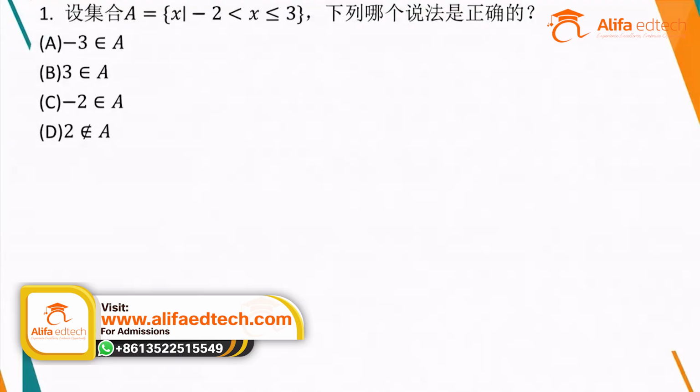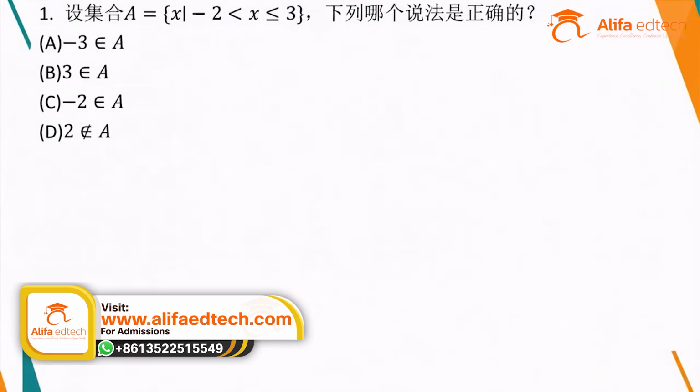Option A states that -3 is an element of set A. Option B states that 3 is an element of set A. Option C states that -2 is an element of set A. Option D states that 2 is not an element of set A.